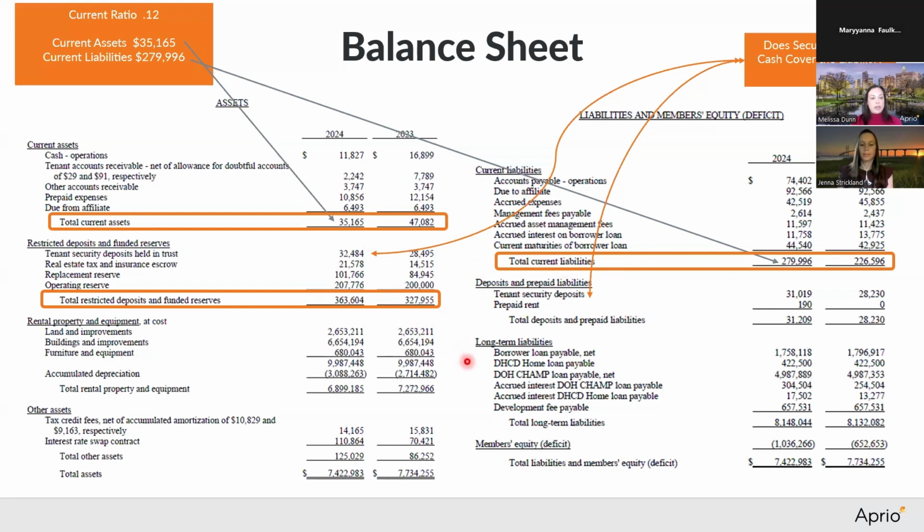The next section I look at are the long-term liabilities. So this is typically your debt, your large long-term loans from banks, state agencies, HUD, and then it can also include some other items such as your deferred developer fee. The next section is the members' equity. And so this might also be shown as partners' capital. And so we'll discuss what's comprised in equity when we discuss the statement of owner's equity.